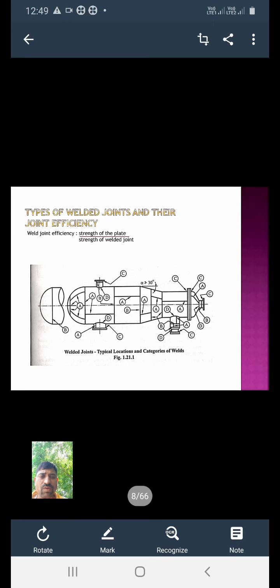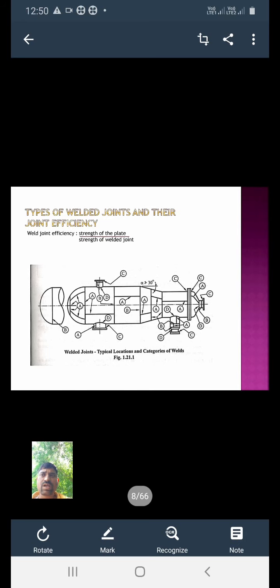For example, a manhole. If you are doing any maintenance, then you have to go inside the shell of the pressure vessel. At that place we are using category D. If there is any opening where we want to insert liquid into the pressure vessel, that place also we are using category D. Remember that. Okay, all of you getting the types of welded joint and their joint efficiency.